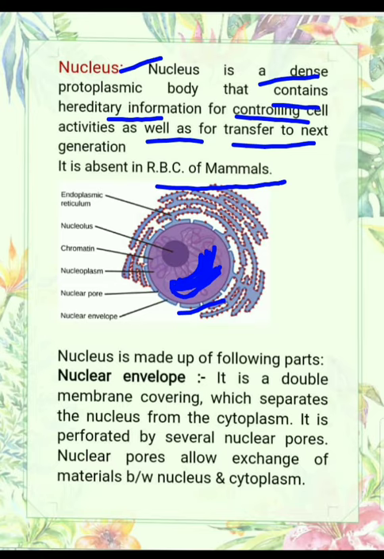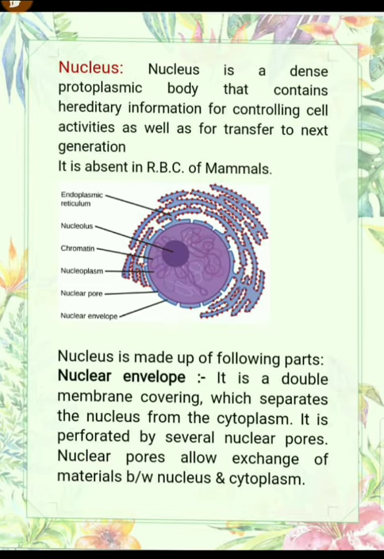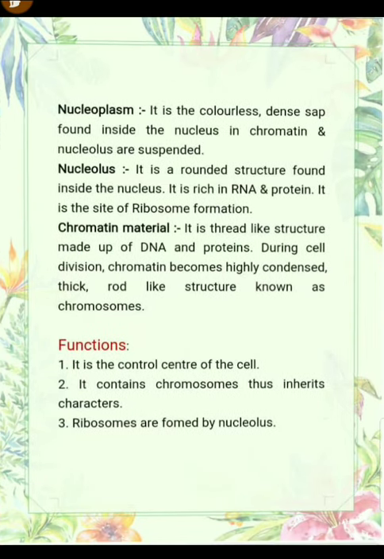Now we will discuss the structure of the nucleus. The nucleus has mainly four parts. The first one is the nuclear envelope, next is the nucleoplasm, then the nucleolus, and after that the chromatin material. We will discuss them one by one.